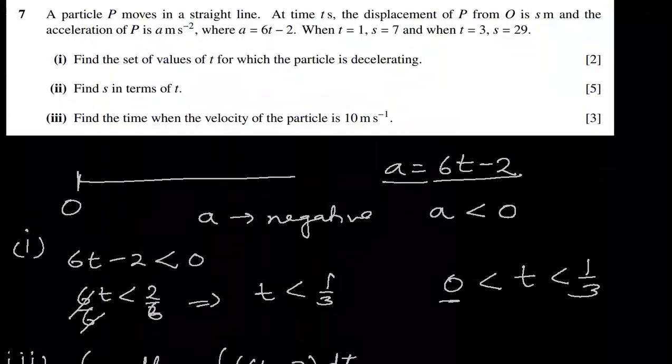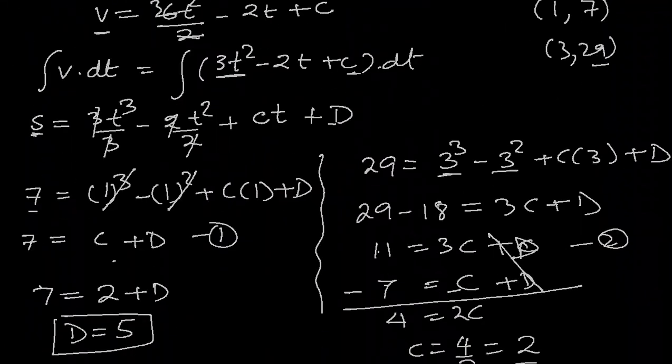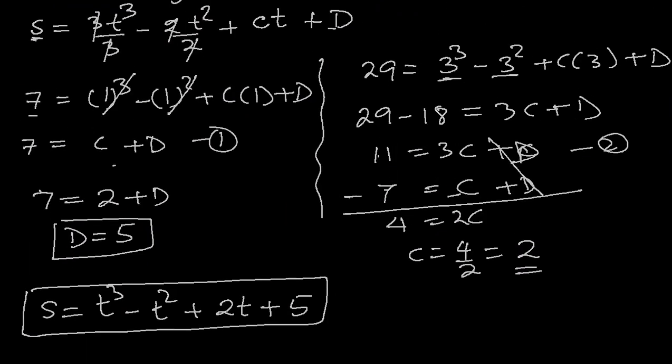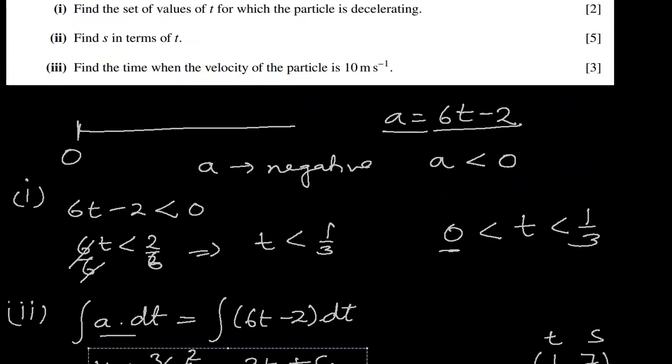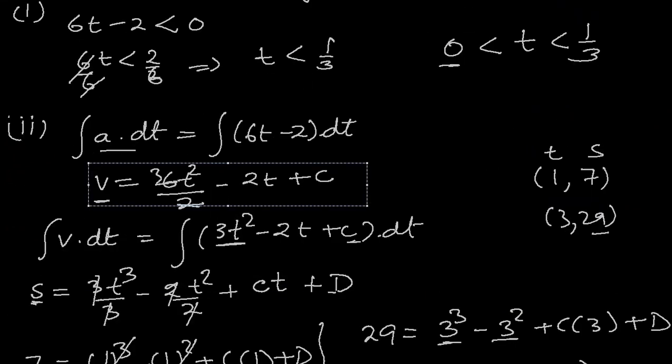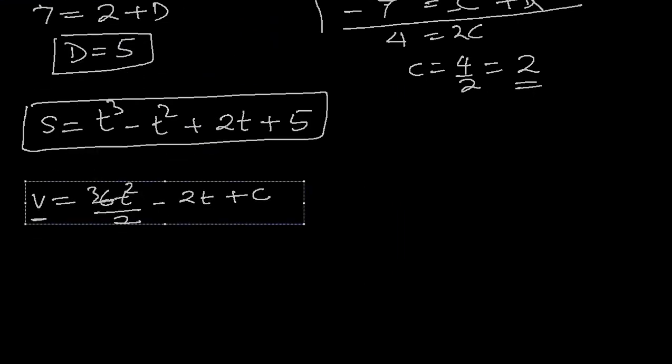Okay, what next? Find the time when the velocity of the particle is 10 meters per second. So the velocity of the particle, we found the equation in between here. Where is it? Let me copy it. This one. This was the velocity equation, right? So copy, and we have to find when velocity is 10 meters per second. They're asking for the time. So this is the velocity equation, and we'll make it equal to 10.